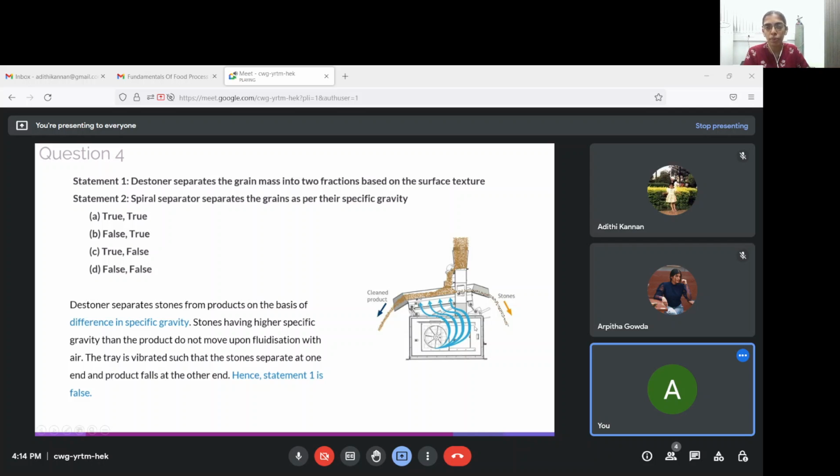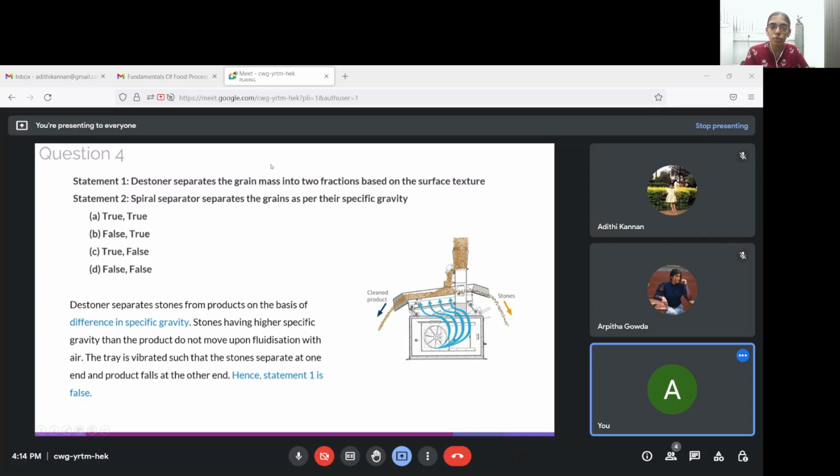So because of this vibration and a certain angle, what happens is this difference in specific gravity results in stones going in one direction and a clean product going in the other direction. So you need to accordingly adjust the angle, the tilt of the tray, the velocity of the air that you pass through to make the grains rise, as well as your vibration, the number of vibrations that you give. So all these will play a role in separating the stones and the clean product.